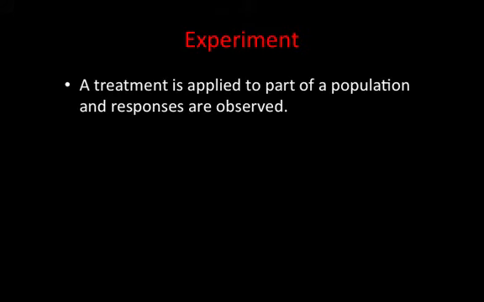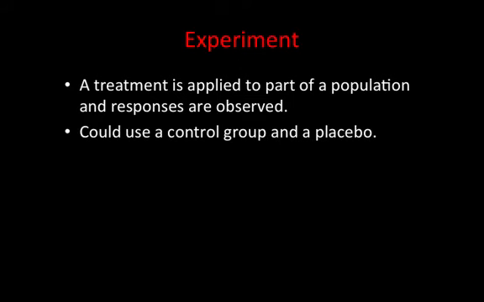Okay, another way to collect data is by performing an experiment. In performing an experiment, a treatment is applied to part of a population and responses are observed. Another part of the population may be used as a control group in which no treatment is applied. I don't know if you've heard about this in any of your science classes, but often when we do an experiment, we have part of the sample using a treatment and then another part of the sample not using a treatment and maybe taking a placebo. A placebo is harmless and unmedicated treatment that is made to look like the real treatment. So the responses of the treatment group and control group are then compared and studied.